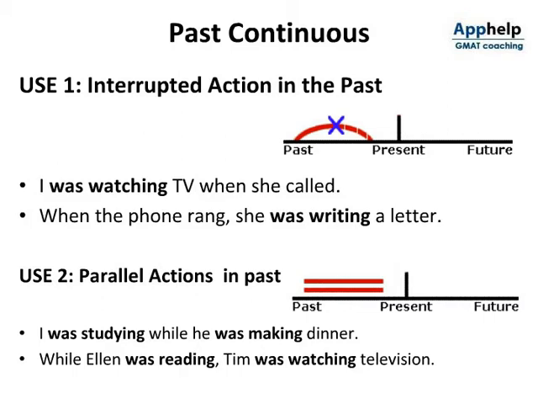Use 2. Past continuous is also used with parallel actions in the past. For example, I was studying while he was making dinner. While Ellen was reading, Tim was watching television.